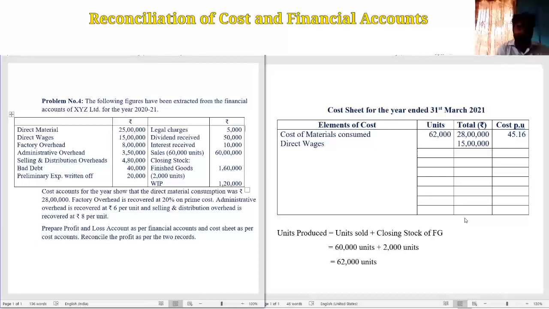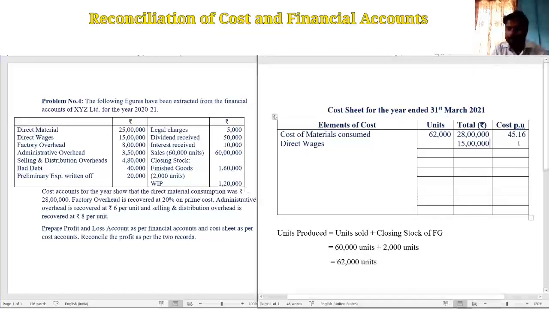Okay, what's the cost per unit? 15 lakhs divided by 62,000, that is 24.19. Any other direct expenses? I told you at the time of preparation of the cost sheet, sorry, profit and loss account, we don't consider the factory overhead as direct expenses, or for the purpose of prime cost. We write it separately under the head of factory overhead.